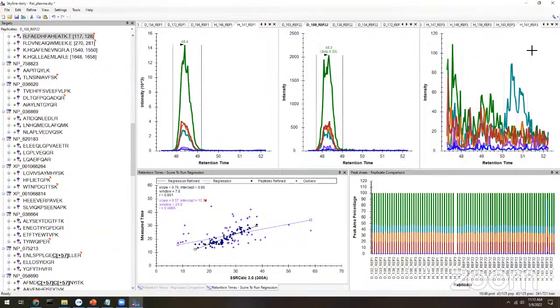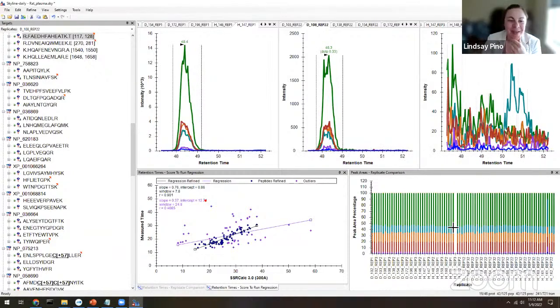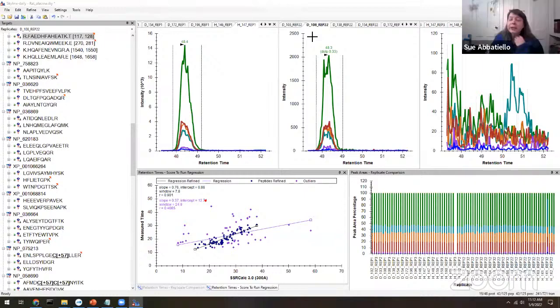Okay, that is a piece of wizardry. This is why I try to do a little bit more unstructured Skyline at the end. Just be careful on that one.